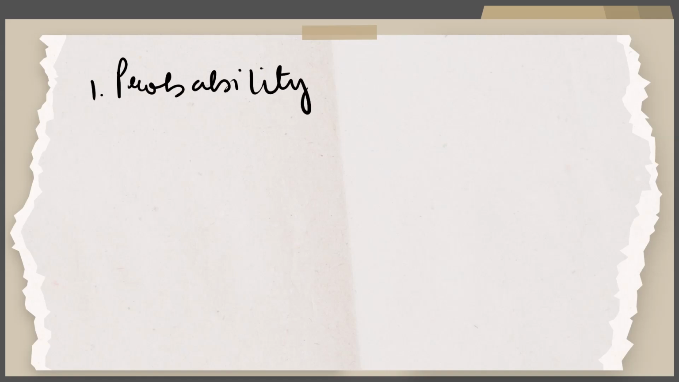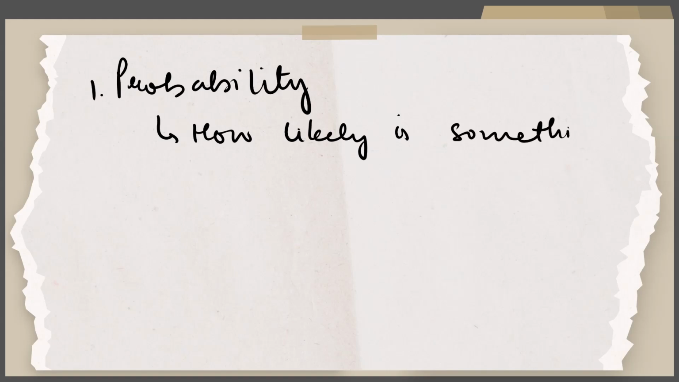So let's start with the first one, which is probability. Probability is basically how likely is something. So what are the chances that this happened? In forensics, probability basically means what are the chances that this result happened by coincidence, or how likely is it that this evidence came from someone else.